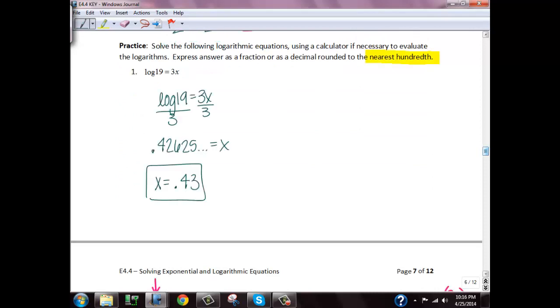All right, so on the first one, notice here x is almost completely isolated. All I have to do is divide off the 3. Log 19 I can do in my calculator, and then I take that number and divide by 3, which gives me 0.42625 and some more junk, and then I just round it to the nearest hundredth, which gives me 0.43. Notice here the unknown was not inside my log, therefore I did not have to check my answer.